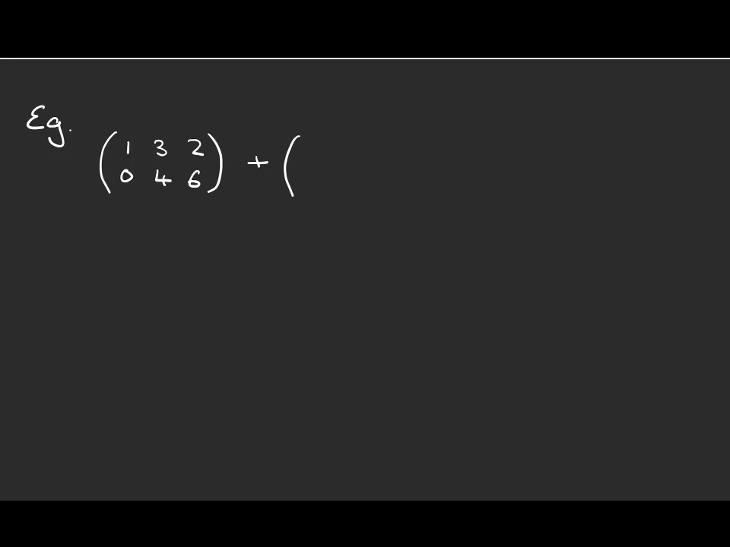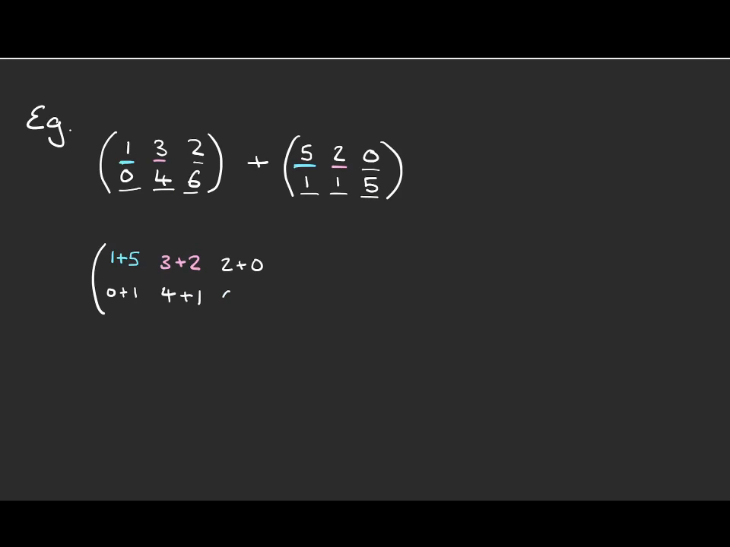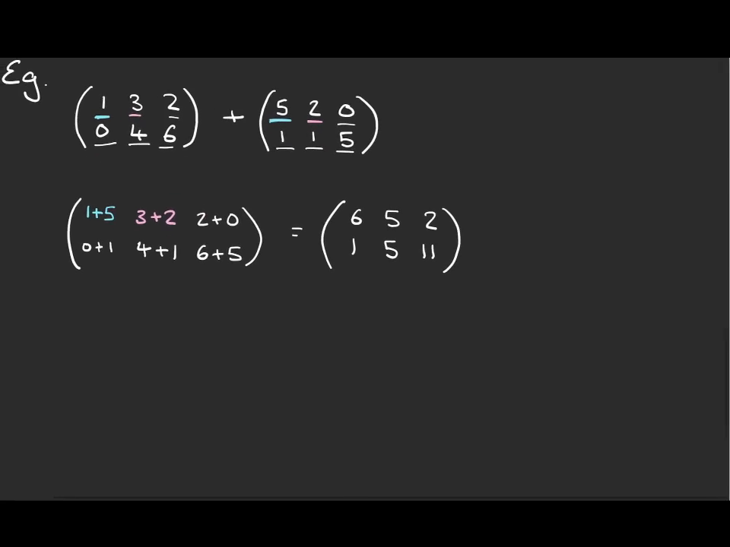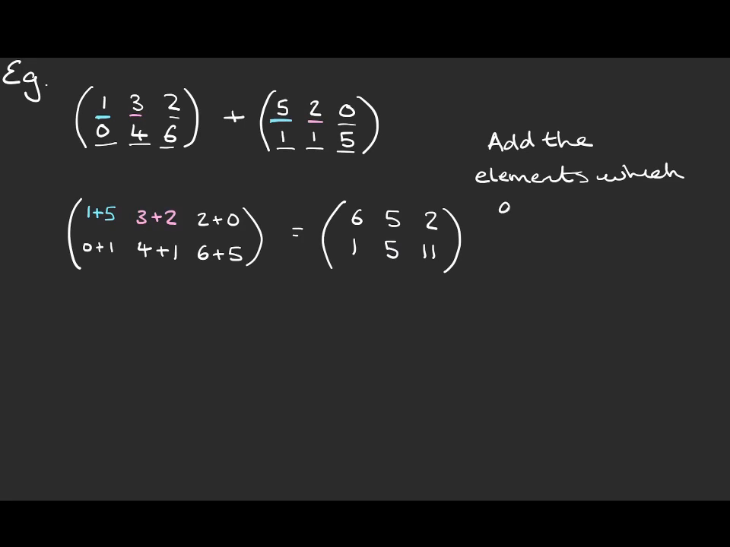So we'll take this example. We have the matrix 1 3 2 / 0 4 6, add 5 2 0 / 1 1 5. First of all, we want to add the 1 and 5, and that's going to go in the first gap of our solution matrix. Then 3 add 2, and so on. 2 add 0, and then we start our next row. 0 add 1, 4 add 1, and 6 add 5. So our final answer is here, 6 5 2 / 1 5 11. So it's just simple addition, but remembering to keep in the corresponding elements of the two matrices.